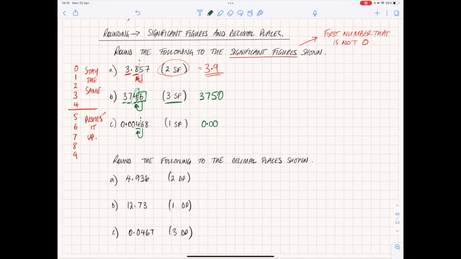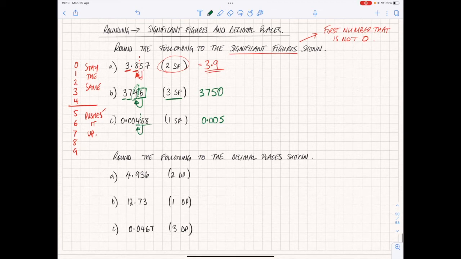You have to keep those because they are before the significant figure, and then that turns to a 5. Okay, and then you don't need the 6 and 8 anymore to be turned to zeros because they become irrelevant because it's all after a decimal place. Okay, now let's look at decimal places.